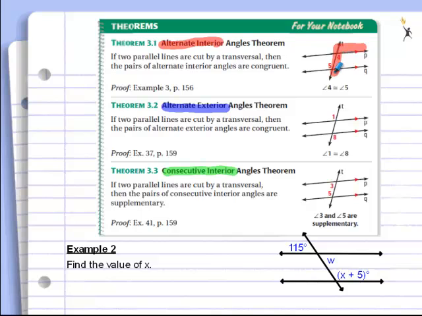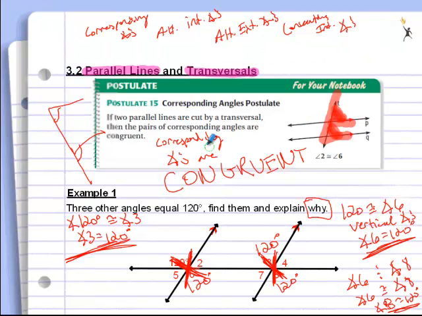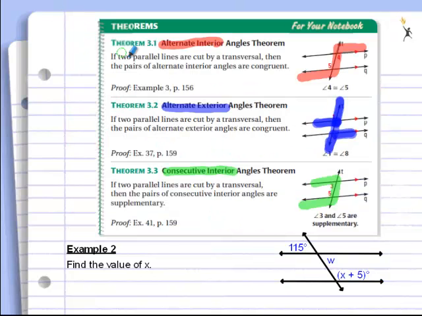Here's my Z. Here's my alternate exterior. Here's my consecutive interior. Remember, your corresponding angles form an F. Your alternate interior form a Z. Alternate exterior are the goofy ones. Consecutive interior form a C, whether it's backwards or forwards.